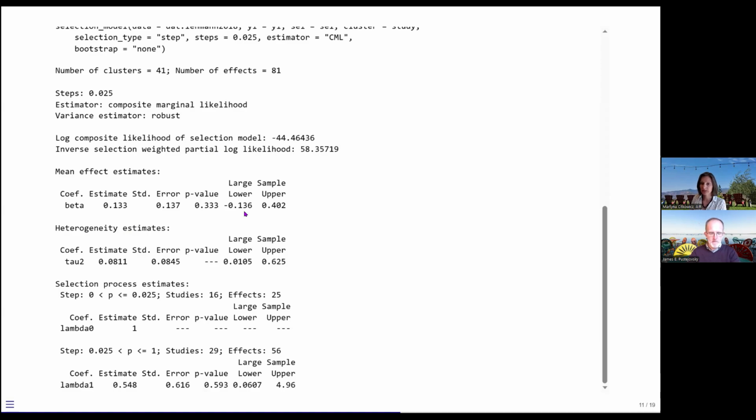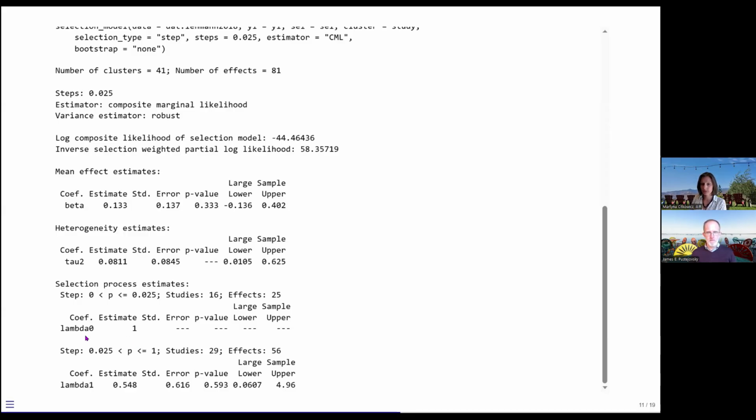The large sample 95% confidence intervals using Wald-type approximations is about negative 0.14 to 0.40. Now this overlaps with 0, which thus means that the estimate is not statistically significant. The package also outputs heterogeneity estimates and selection parameter estimates. Our tau squared is about 0.08, which is very similar to the estimate from the standard random effects model. And then our selection parameter estimates are represented below.